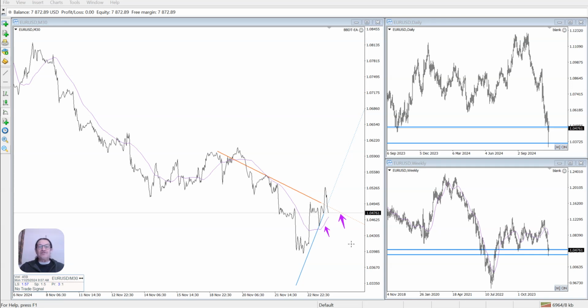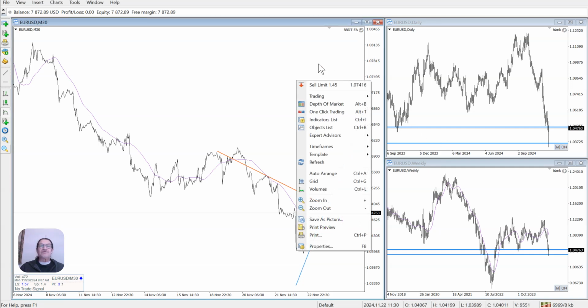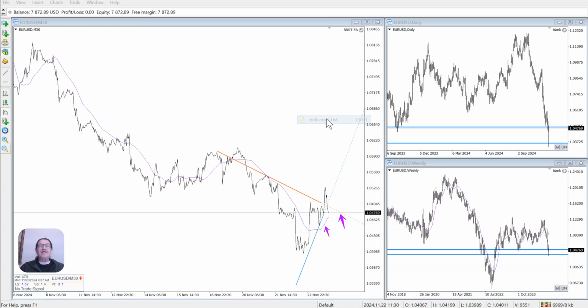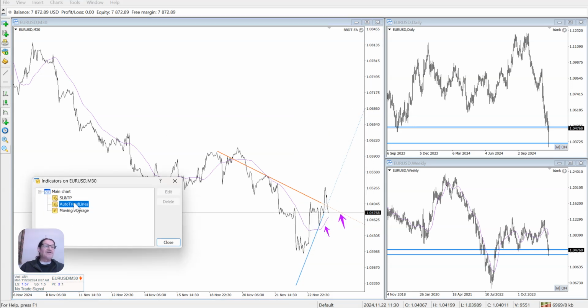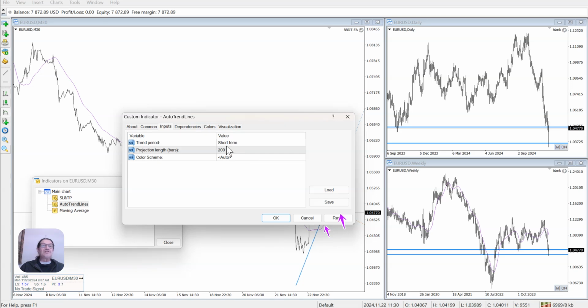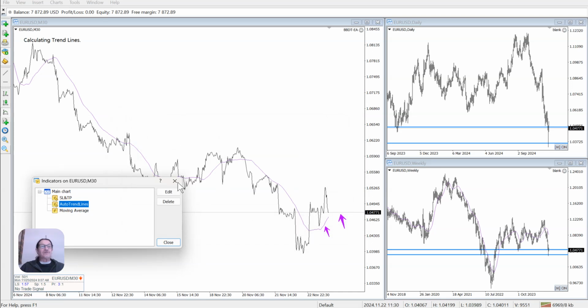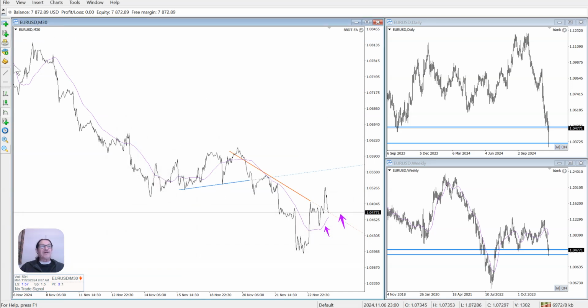The only change after you install this, the only change that you have to make, and let me show this to you. If we go to indicator list, here you have the auto trend line. It defaults to short term, and it defaults to 120. Change this to 200, click on OK, and you're done. That's the only change you have to make.